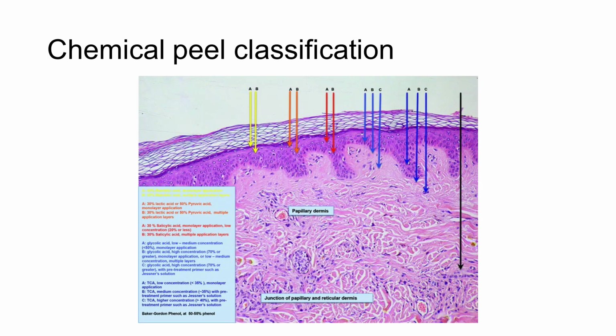The classification of peels are done according to their depth of penetration. Before choosing an acid or peel for your treatment plan, it is very important to understand where the problem lies that you are trying to treat. Let's take a look at a few examples of how you would go about selecting a peel for a specific skin condition.